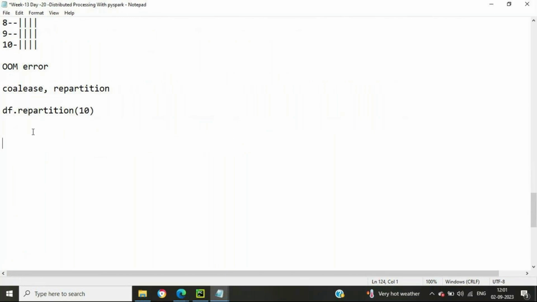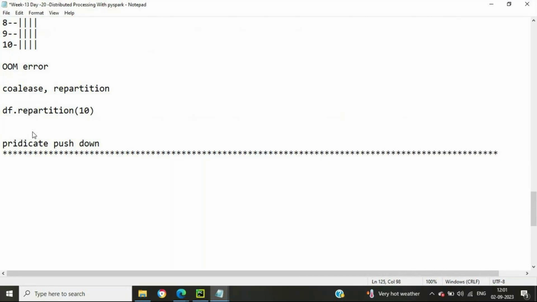The second one is predicate push down. Predicate push down is a very famous term which is asked during interviews. What is predicate push down? Basically, predicate push down is removing the unwanted data. Removing the unwanted data.